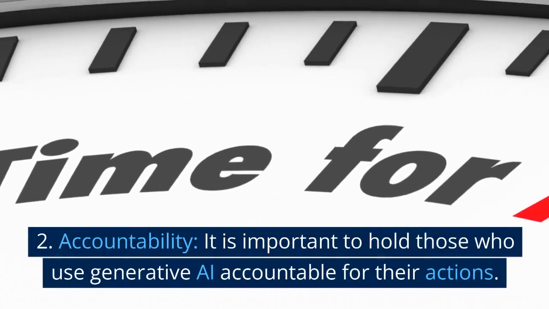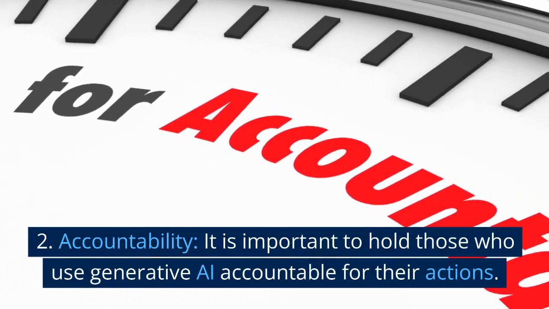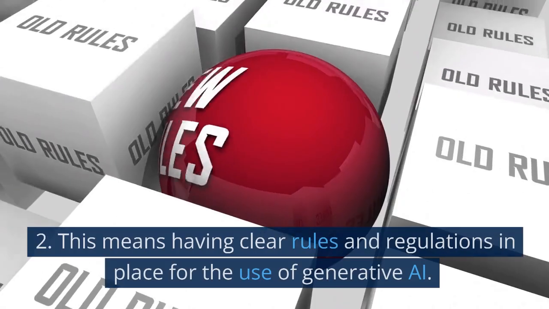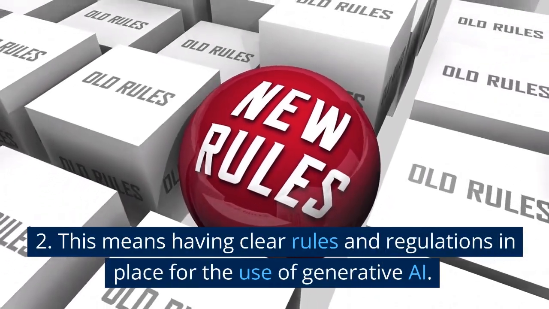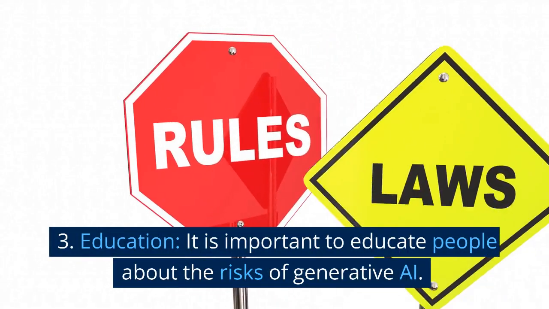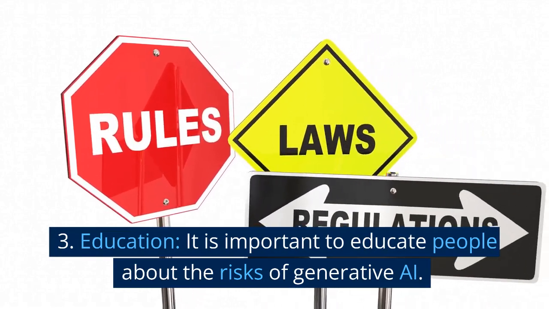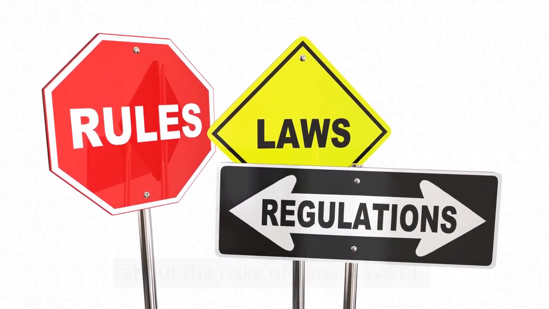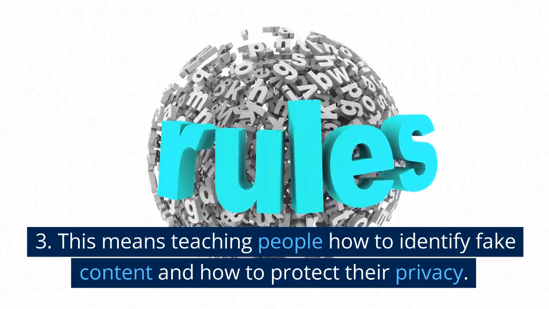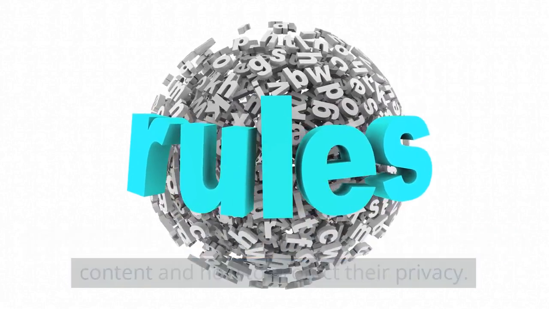2. Accountability. It is important to hold those who use generative AI accountable for their actions. This means having clear rules and regulations in place for the use of generative AI. 3. Education. It is important to educate people about the risks of generative AI. This means teaching people how to identify fake content and how to protect their privacy.